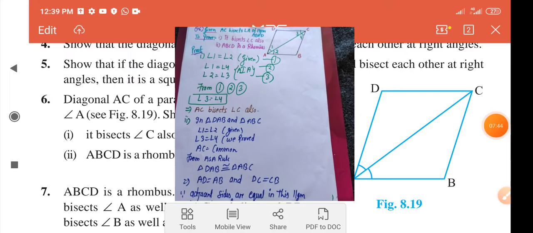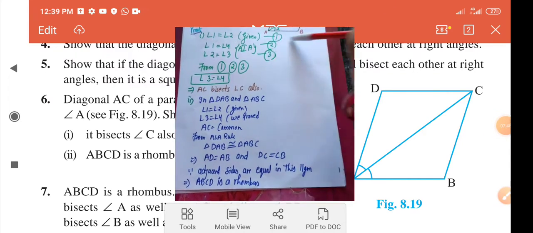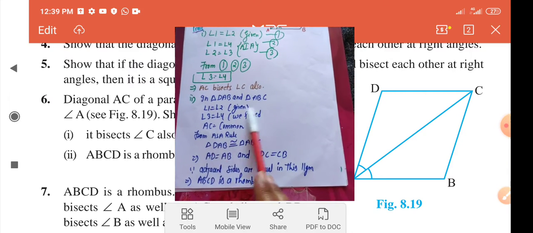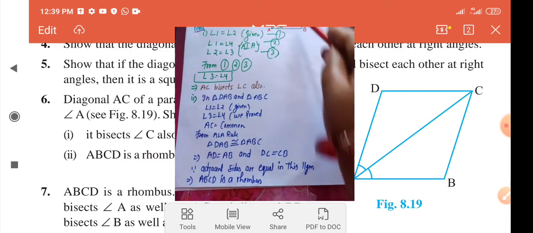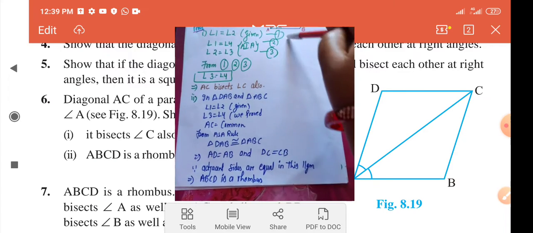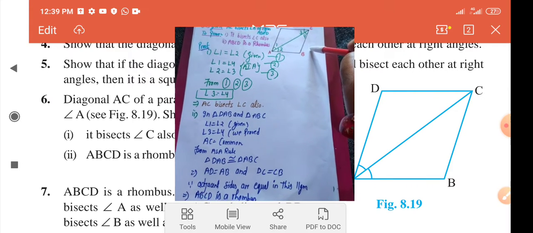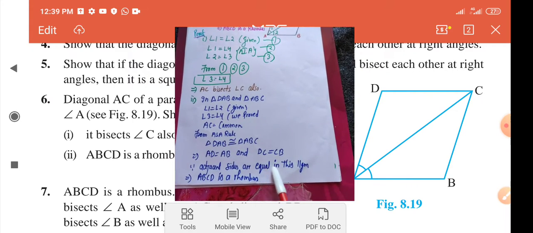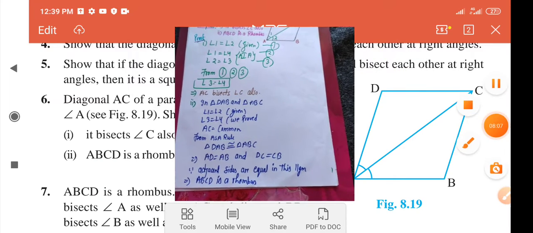You can see that we have taken these two triangles, the upper one and the lower one. Angle 1 is equal to angle 2, given. Angle 3 is equal to angle 4, we proved. AC is common. So from the ASA rule, both triangles are congruent. By CPCT, these adjacent sides will be equal: this side equals this side and this side equals this side. Since the adjacent sides are equal in this parallelogram, ABCD is a rhombus.